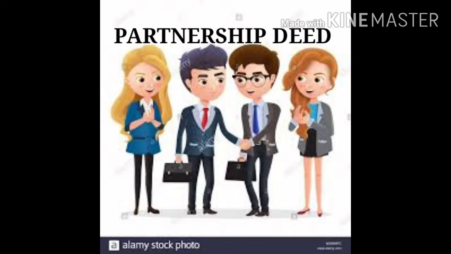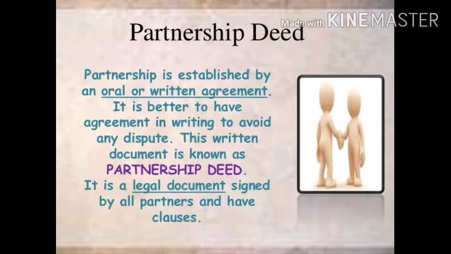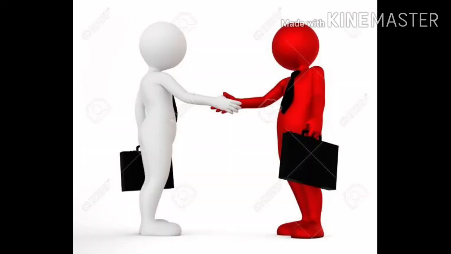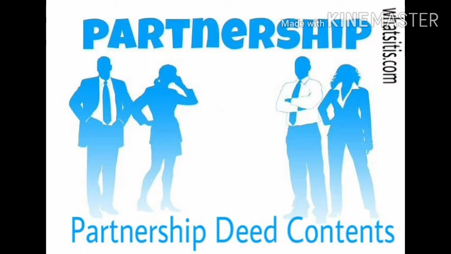Now, the agreement between the partners can be either oral or in writing. In the current day, whatever agreement the partners have among themselves is in writing, and this written document is known as the partnership deed. This partnership deed is a legal document and is signed by all the partners and has clauses. This partnership deed is also known as the article of partnership.